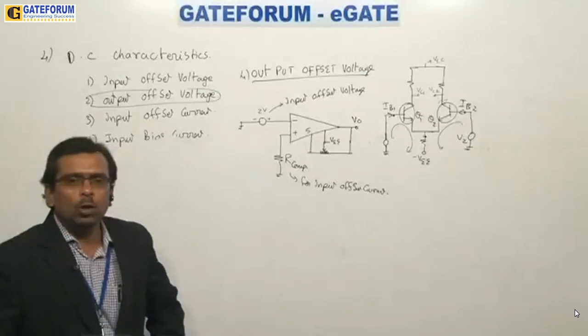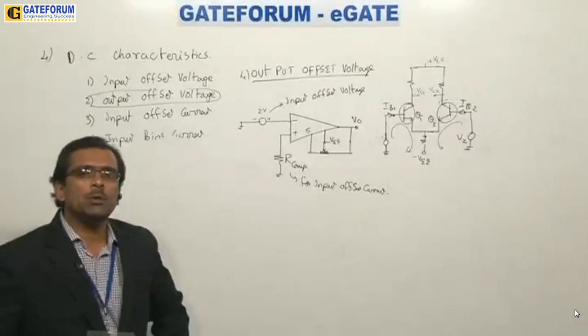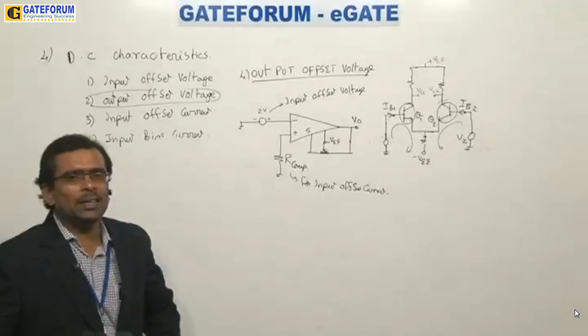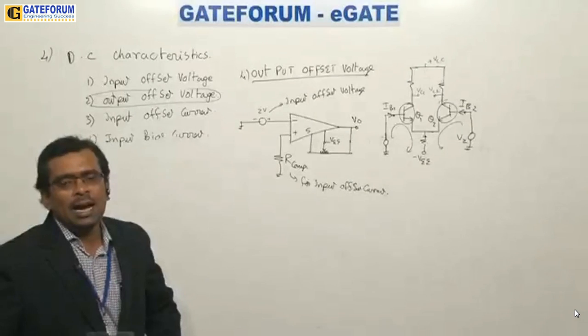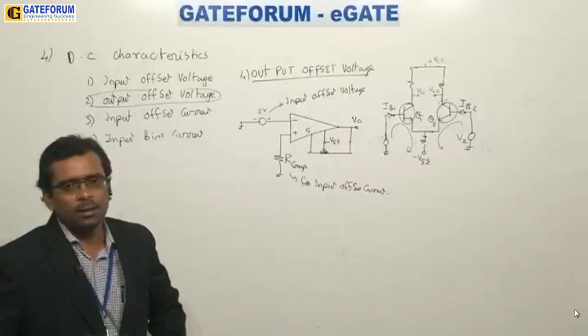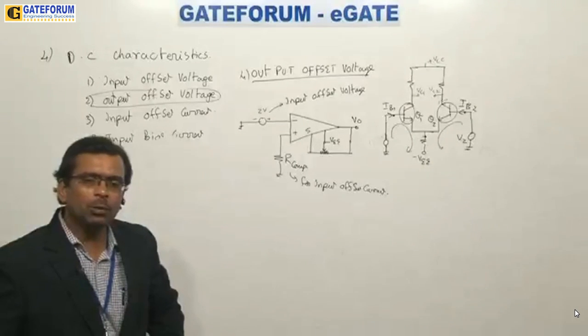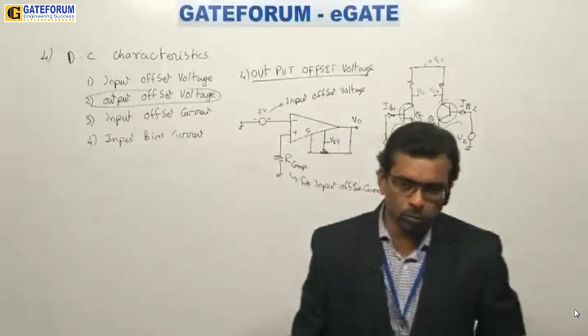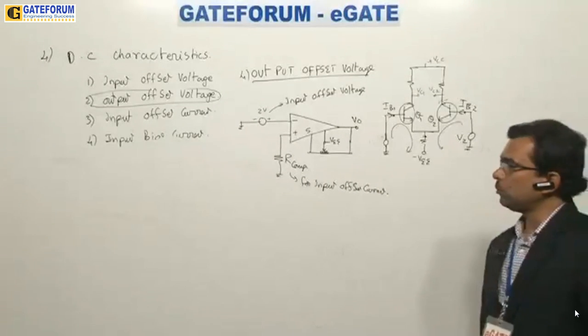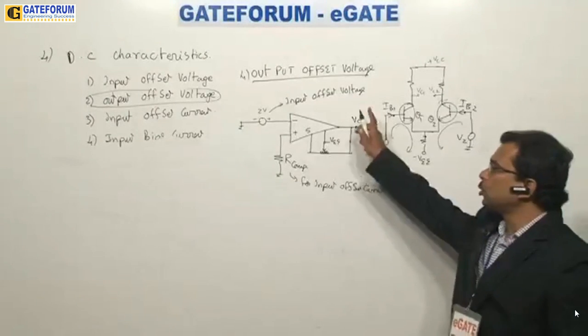Now an important point, you need to note that the output offset voltage is due to the mismatch in transistors and input offset voltage and input offset current compensations. Input offset voltage compensation. So like this we try to go.